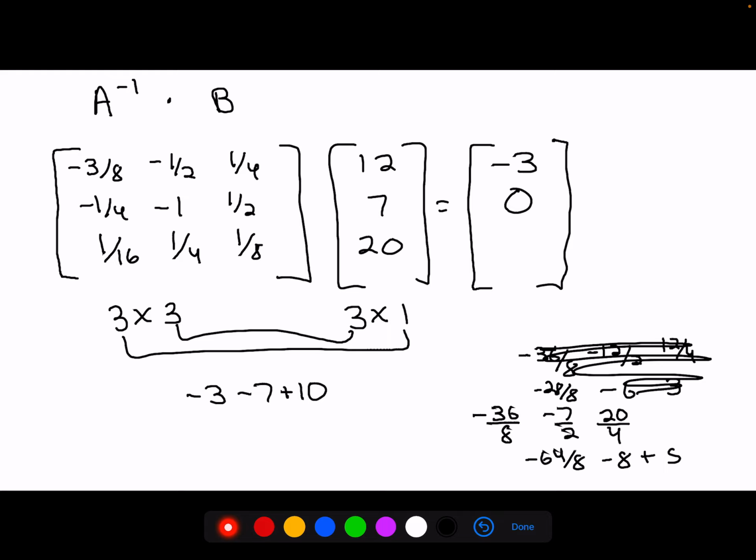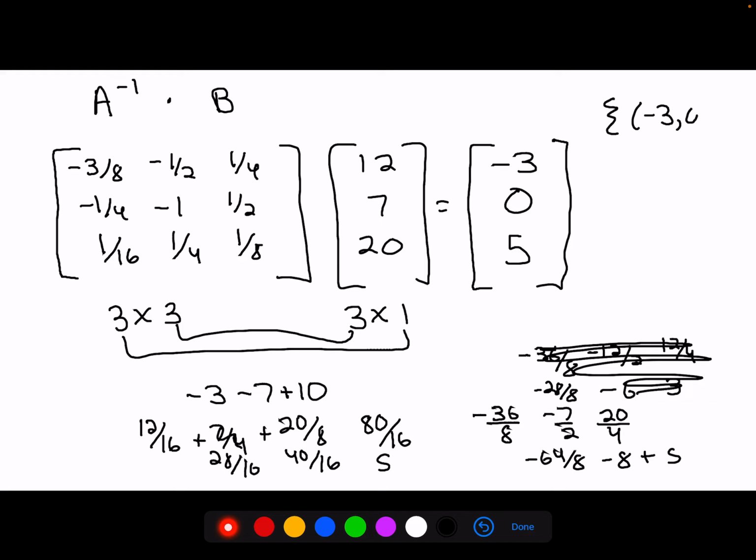Then row 3 with that column, 12/16 plus 7/4 plus 20/8. So this is 28/16. This is 40/16 if you want to add the fractions. 40 plus 40 is 80/16. So that reduces to 5. So there you go. The solution set is the ordered triple -3, 0, and 5.